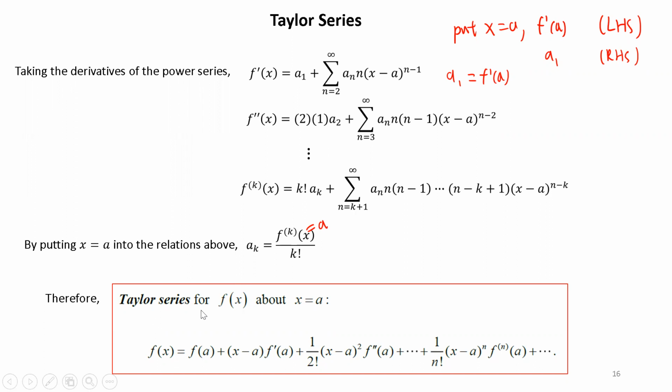So therefore, the Taylor series for f of x about the point x equals a, if I write out all the terms, looks like this. Mathematically, we just showed how to find all the coefficients individually. But let's look at it geometrically to see whether it makes sense. We have so many terms added together, and we expect that all the terms summed together will be equal to the function.